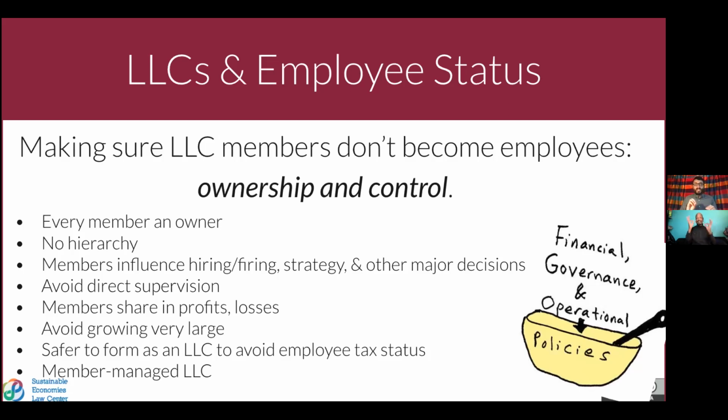You avoid direct supervision. So the way that we advise a lot of folks to do that is to have rotating support systems. So no one person is acting like a supervisor, but everyone is actually cooperatively working together. Members share in profits and losses. And also another thing is avoid growing really large. So the smaller the worker cooperative is, the easier it's going to be to tell a court in some bad case scenario that you all actually are sharing real power and responsibility together.